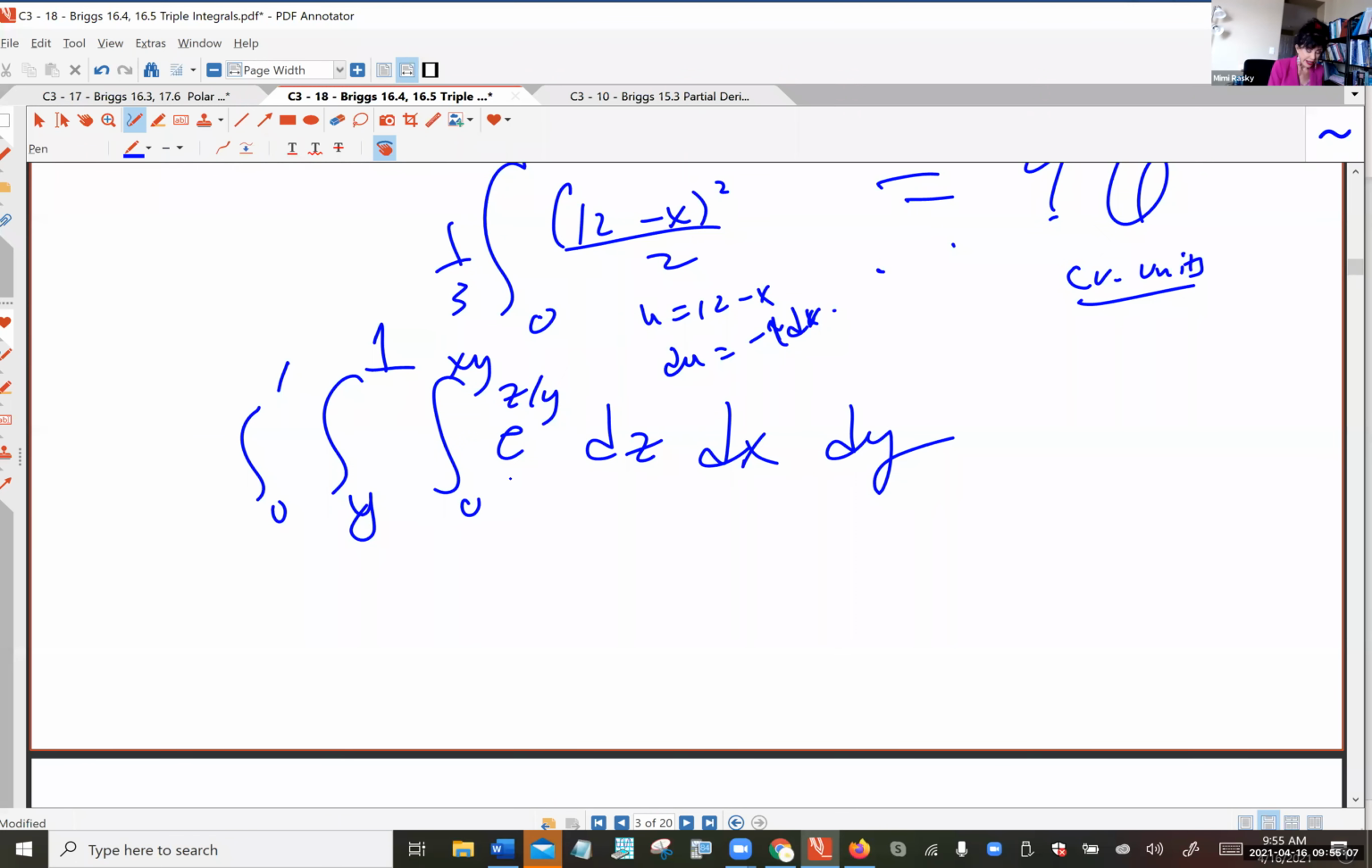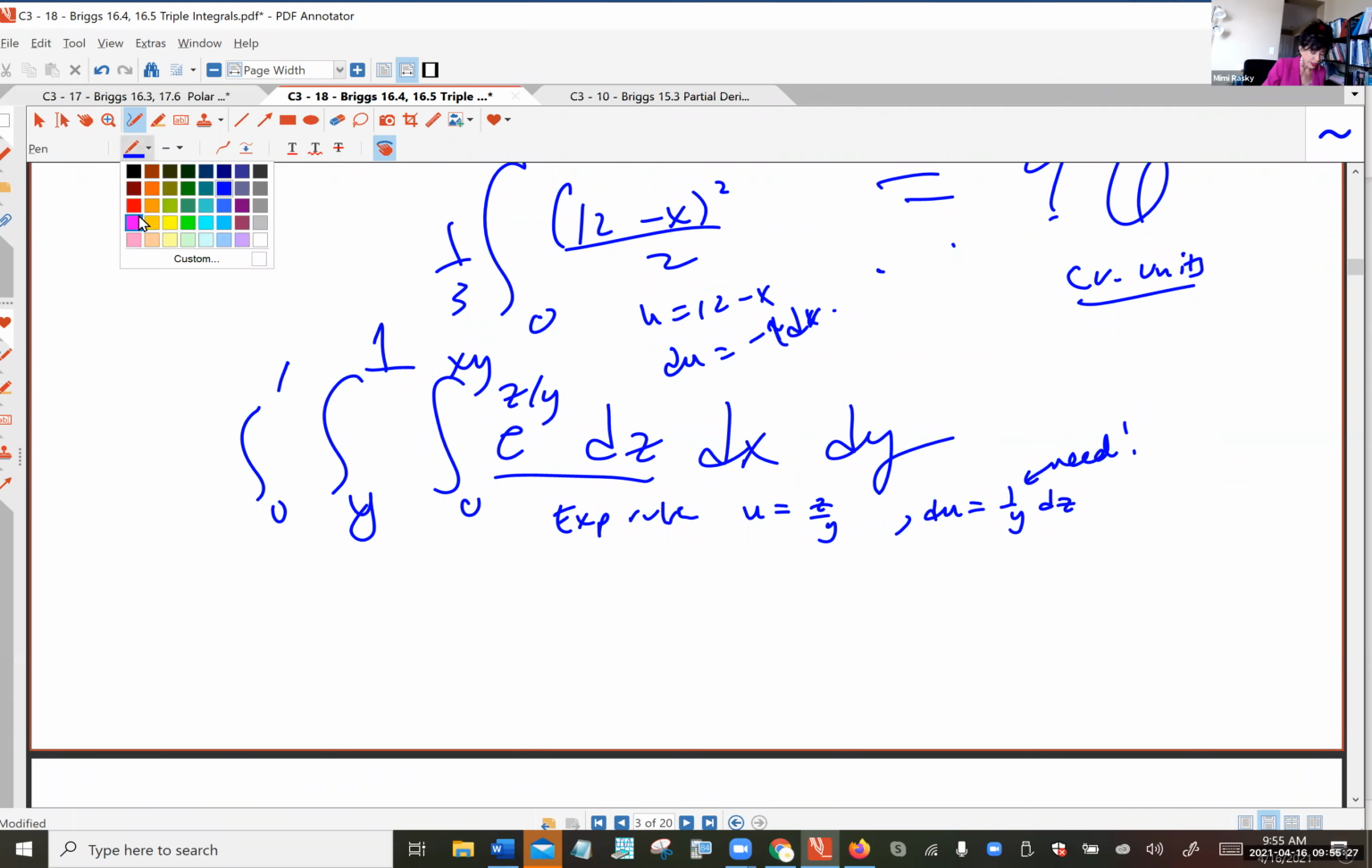And now let's integrate. How do you integrate e to the z over y with respect to z? You're going to use the exponential rule, where u is z over y, and then du, the derivative of z over y with respect to z, is 1 over y. So we need a factor of 1 over y in the integrand if we're going to keep going. So I'll put 1 over y in because y is considered constant with respect to z, so it's legit as long as we multiply the front of the integral by its reciprocal.